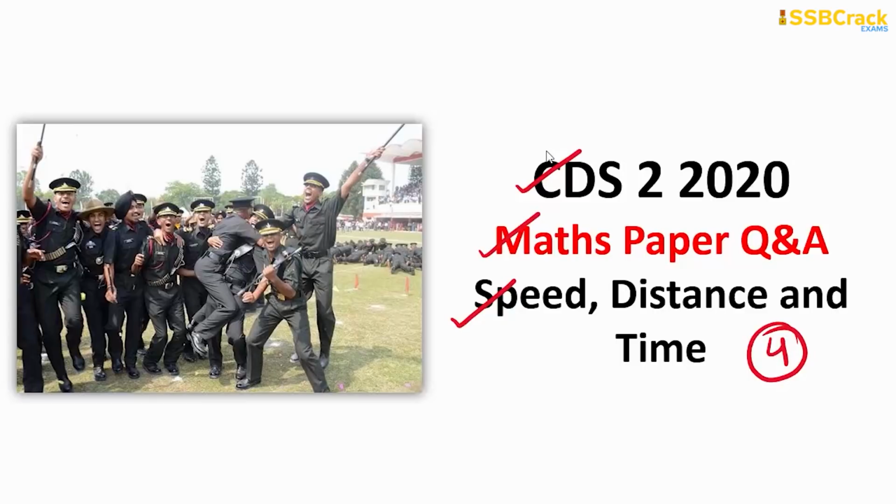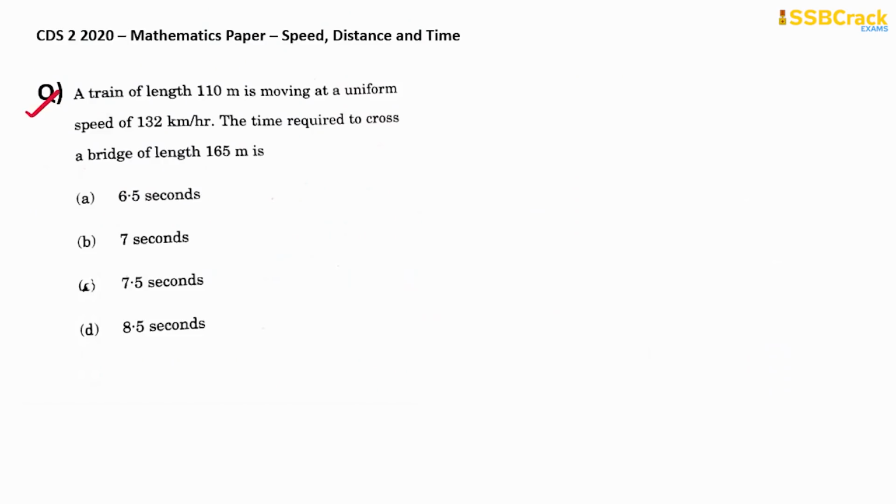So let's get started. This is question number 1, and here we can see that a train of length 110 meter is moving at a speed of 132 km per hour. The time required to cross a bridge of length 165 meter is, and the given options are 6.5 seconds, 7 seconds, 7.5 seconds or 8.5 seconds.